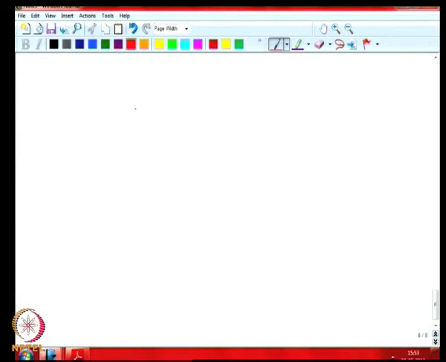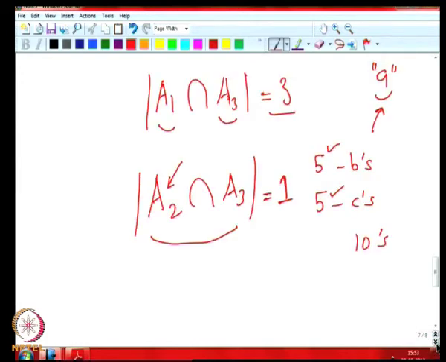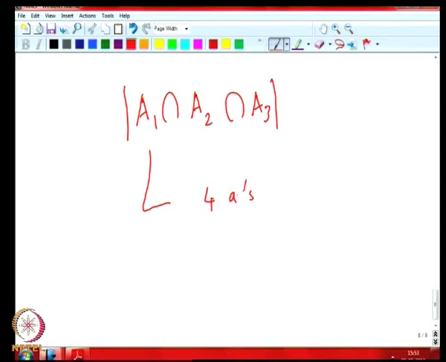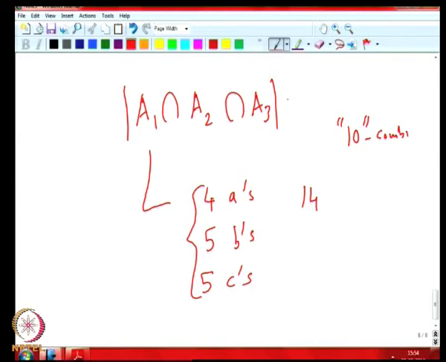Now, we got all the terms required except the last term, namely A1 intersection A2 intersection A3. How do we find the cardinality of this thing? This means we need 4 A's, 5 B's and 5 C's in the 10 combination. This already asks us to take 4 plus 5 plus 5, that is 14 things, but we are only talking about 10 combinations. That is not possible. So, this cardinality has to be 0.